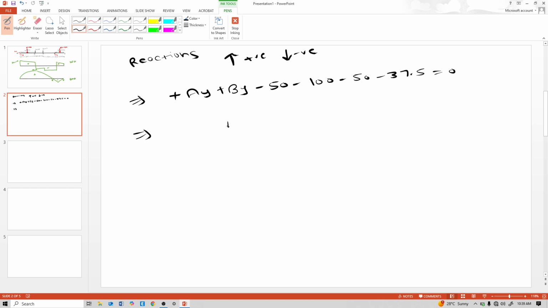So AY plus BY is equal to 50 plus 100 plus 50 plus 37.5, which is 237.5. Unit is kilonewton.